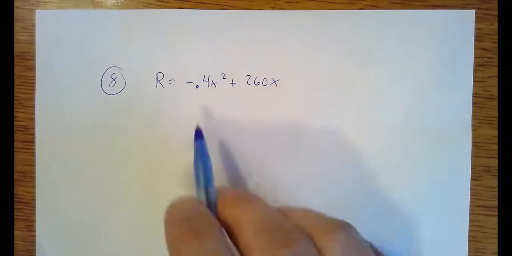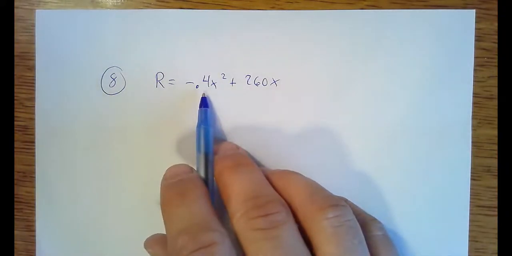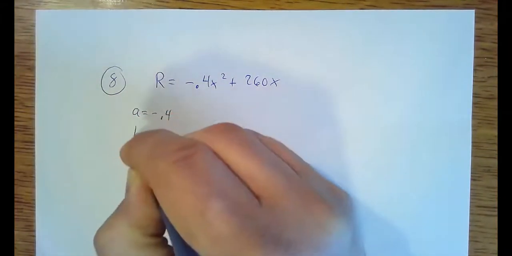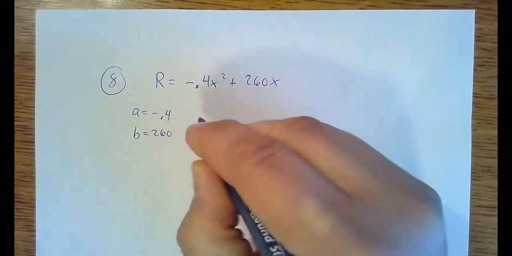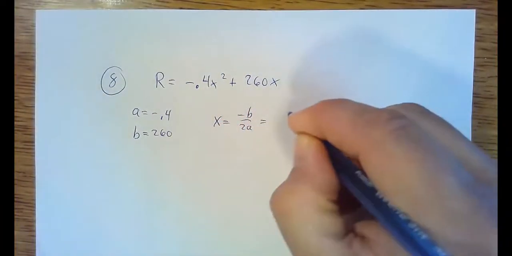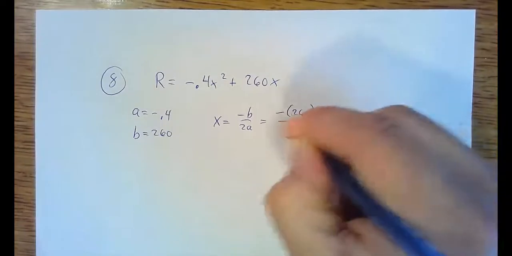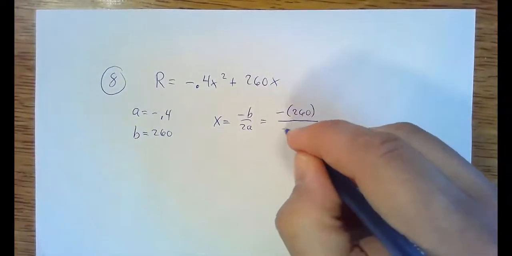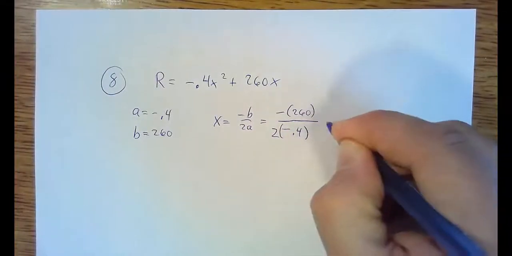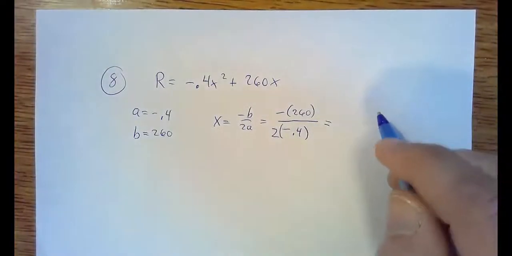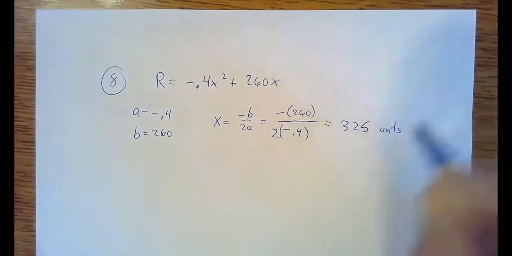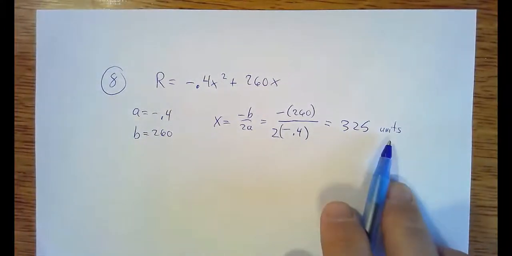So for number 8, I rewrote the leading term first. So we see that A is negative 0.4 and B is 260. So the maximum occurs when X is negative B over 2A. So that would equal negative 260 divided by negative 2 times negative 0.4. And this equals 325 units. So the maximum occurs when they sell 325 units.